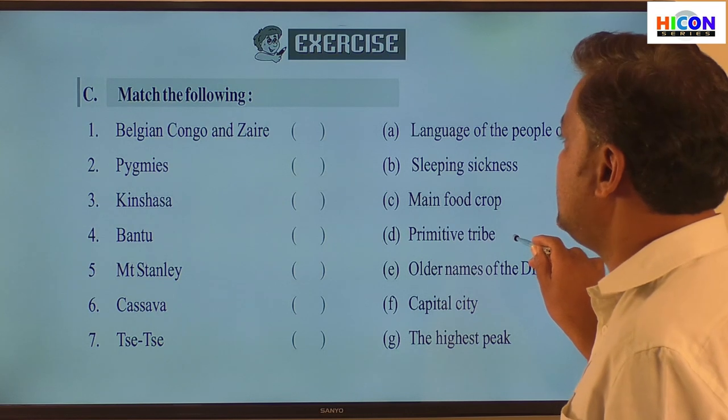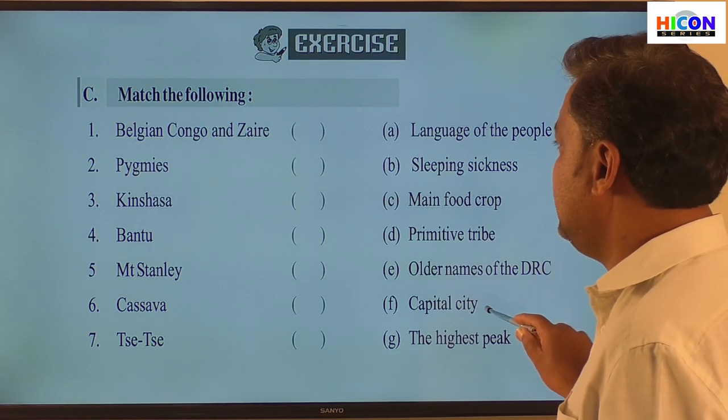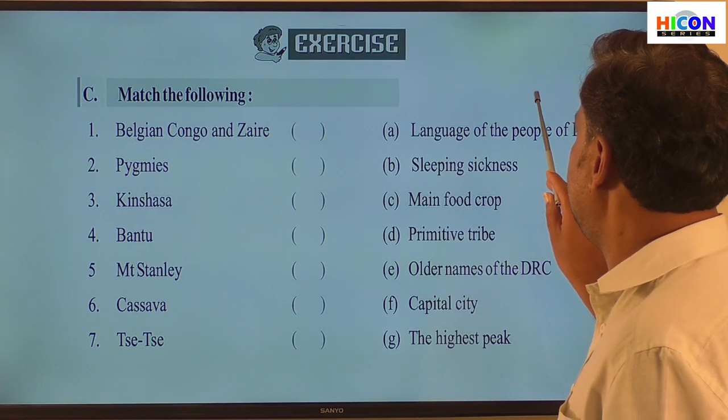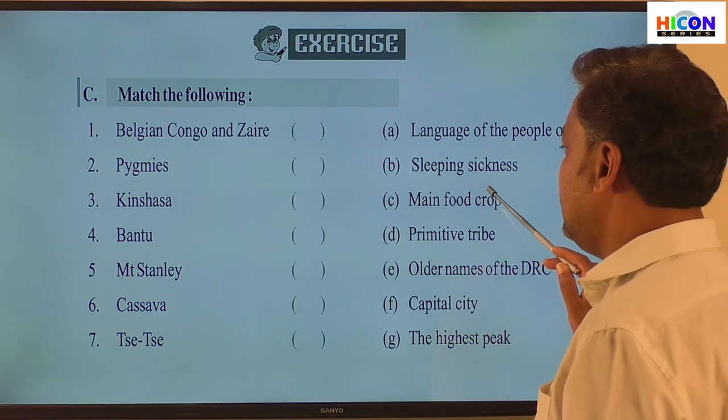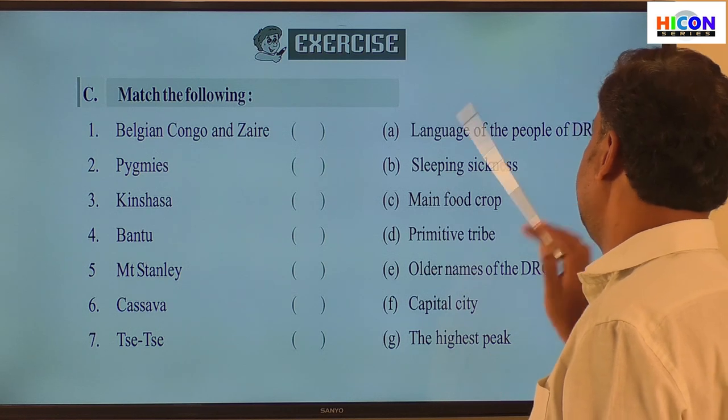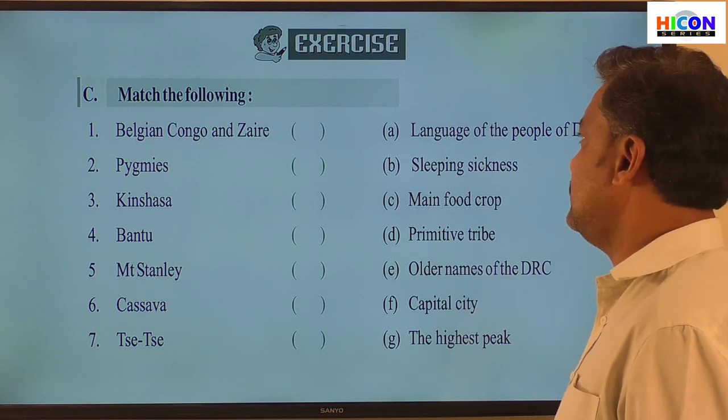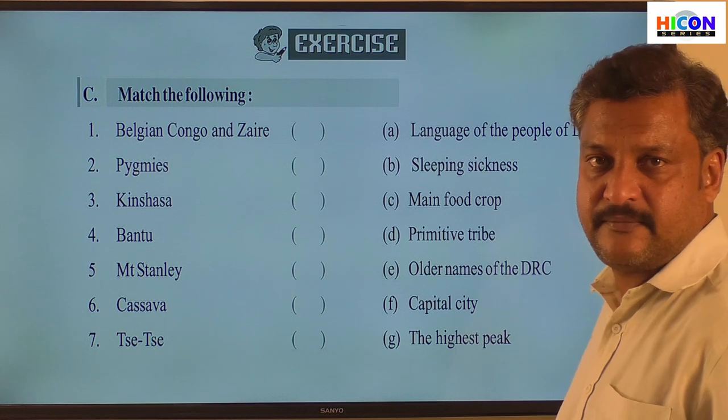Right? So that's it. Belgian Congo, Zaire are the older names. Pygmies are the primitive tribe. Kinshasa is the capital city. Bantu is the language spoken by the people of DRC. Mount Stanley is the highest peak. Cassava is the main food. Zeze spreads sleeping sickness, right? So shall we check the answers once?